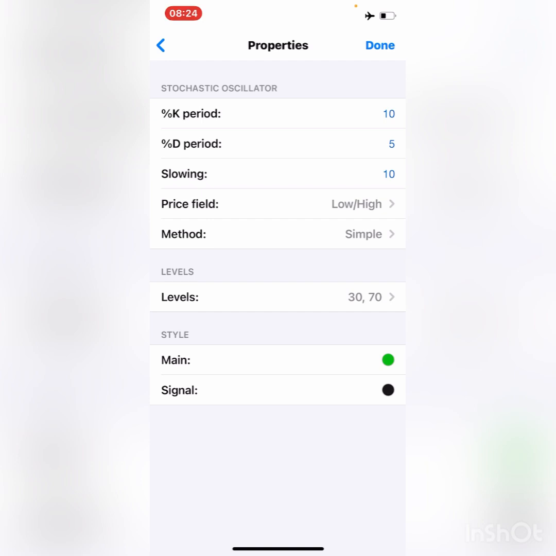So please make sure you also follow the same colors that I'm using if you have a white background, right? Because if you have a black background, on the signal one, if you put black, then you won't be able to see that line.